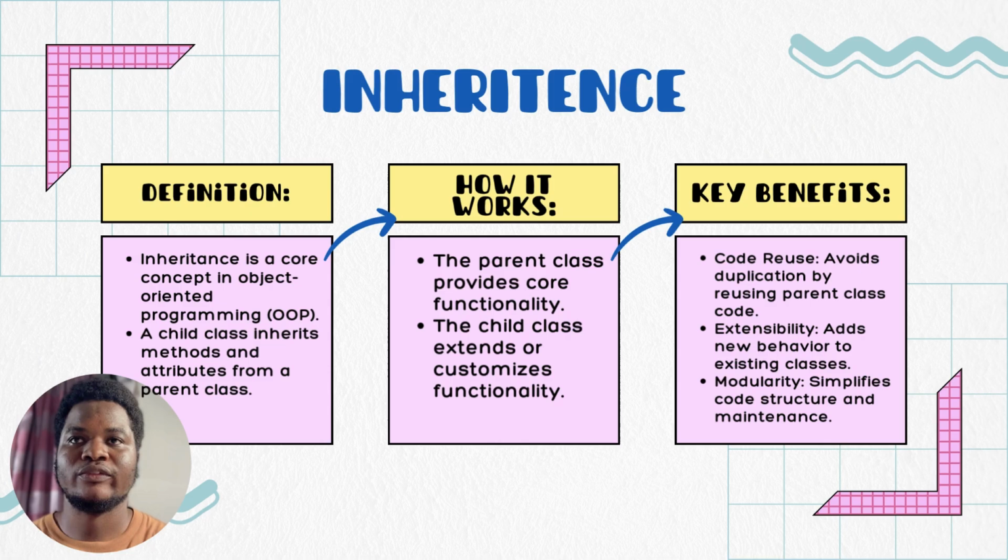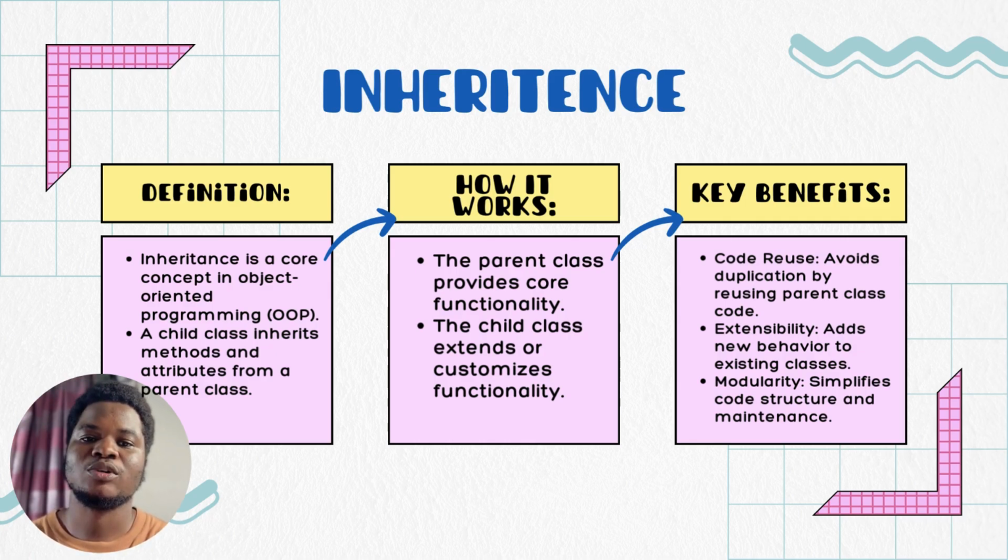Inheritance is in a lot of programming languages. We have it in Java, and since we're using Python, we have it in Python also. So how does it work? The parent class is the core class, with the core functionality, and the child class will extend it with customized functionality from the parent class.